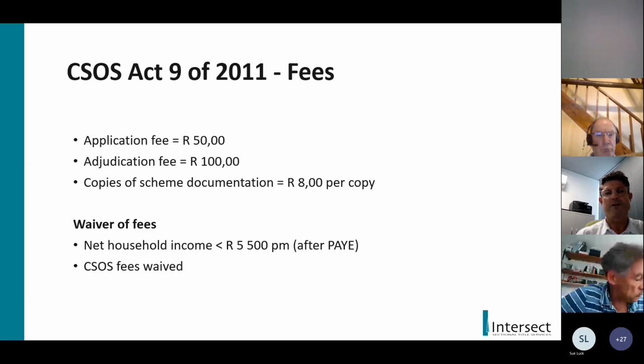Unfortunately, the process and the time it takes from an application to get in front of a conciliator or mediator, and even an adjudicator, sometimes takes quite a while. But it is by far the cheapest way to get some kind of solution or resolution to any disputes that there might be in a scheme. And then if you need documentation, it's 8 Rand per copy. And then the waiver of fees: if a net household income is less than 5,500 Rand per month after pay as you earn, then there is no fee payable to CSOS if an application is put forward to them for relief.